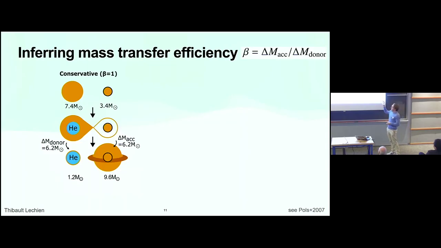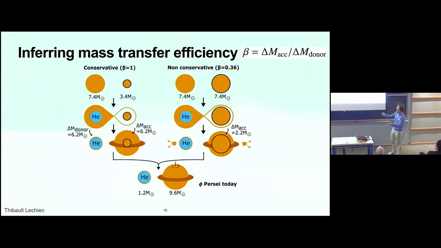So in the conservative case, the accreting star kept all of the mass that the donor gave it. In the less conservative case, the accreting star did not keep all of the mass, and so it must have been more massive initially to explain the present-day mass of the BE star.